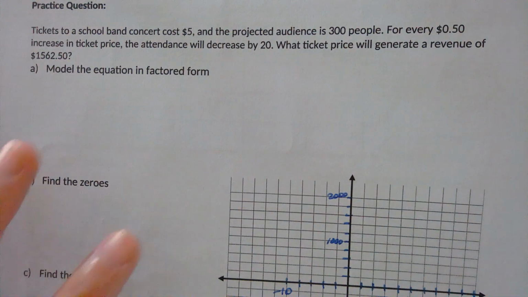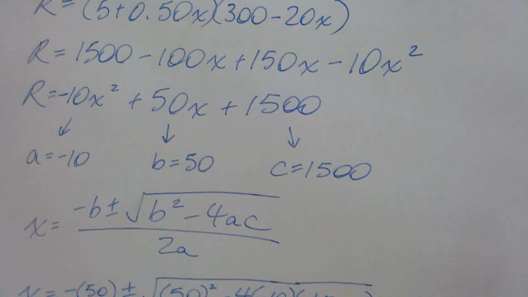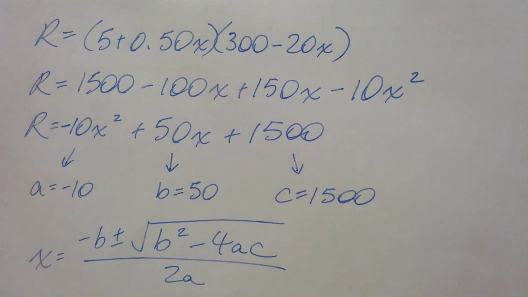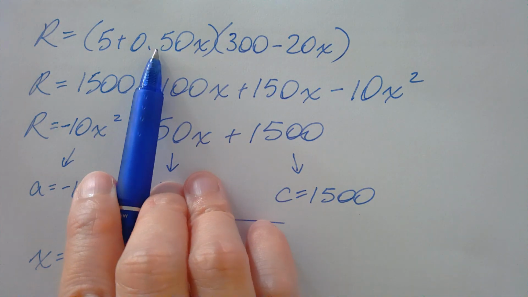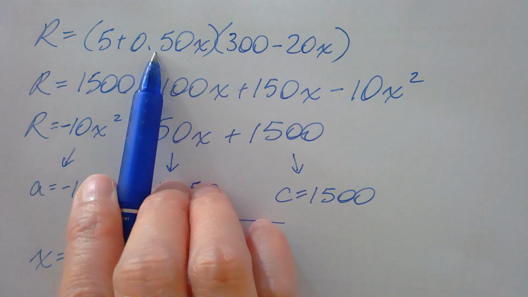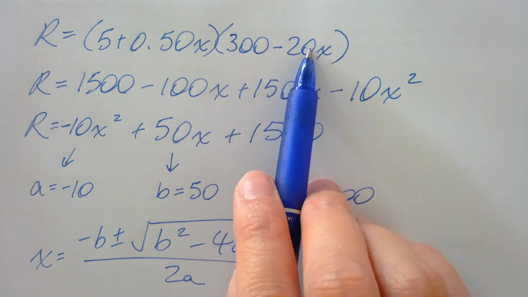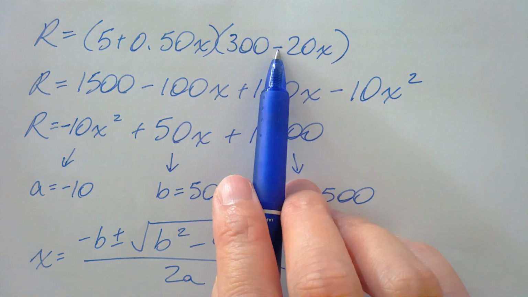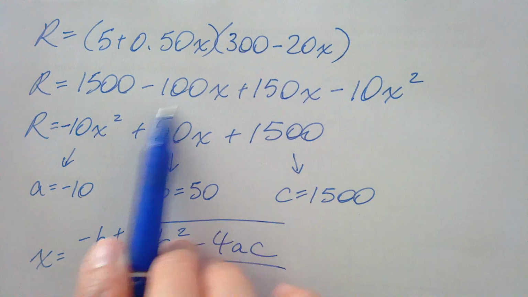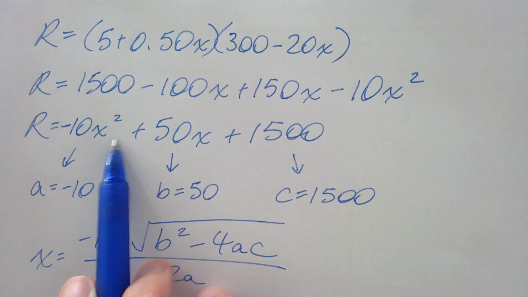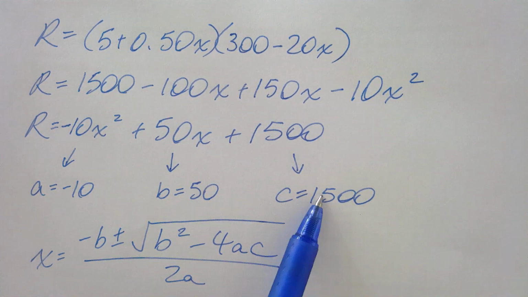Right? So I'm modeling this equation in factored form. So we have $5 a ticket, and then an increase in 50 cents per ticket is the plus 0.50x. But then you lose 20 customers every time, so then minus the 20x. Do FOIL, expand it out, and then collect like terms. Now I have this in standard form. So this is my A, this is my B, this is my C.